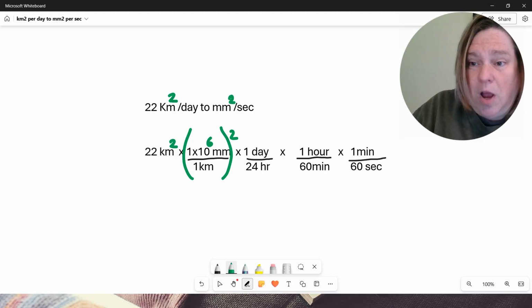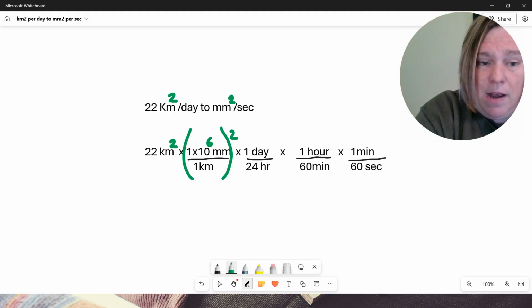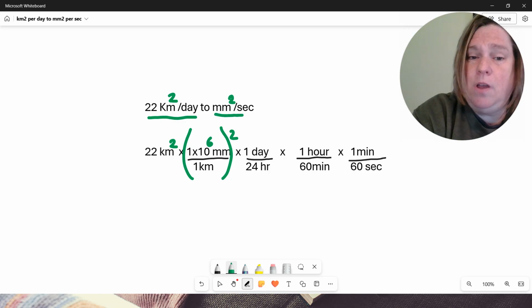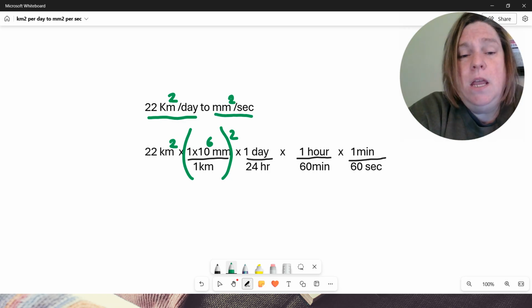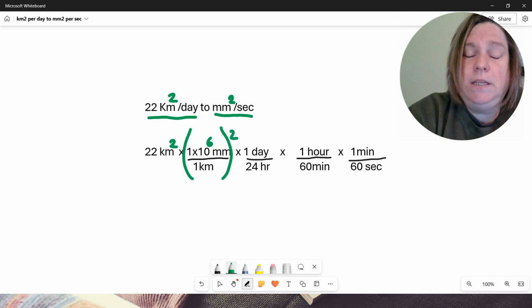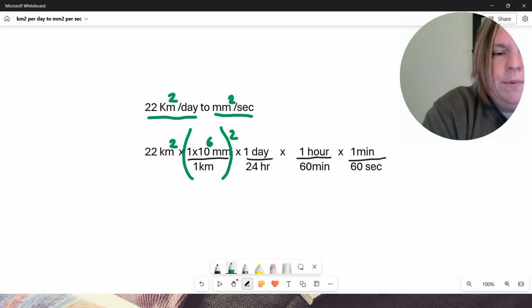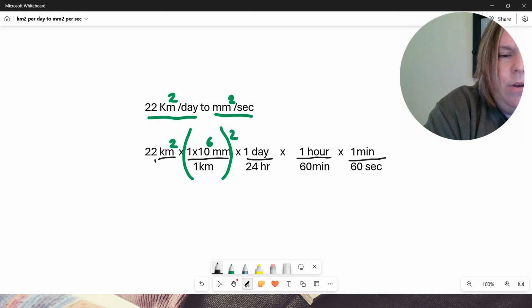Okay, this is a much harder problem. The given has a numerator and a denominator for units, and our answer is going to have likewise. Let's deal with one unit at a time. So you can see my beginning given. Oops, I didn't include that in the problem set. I forgot my denominator here, per day.